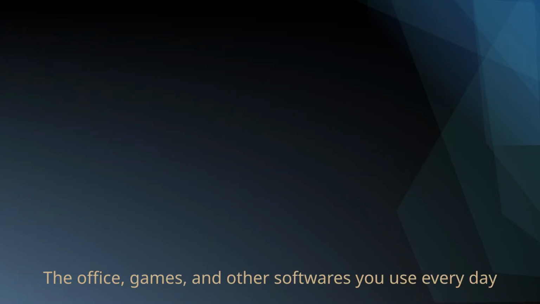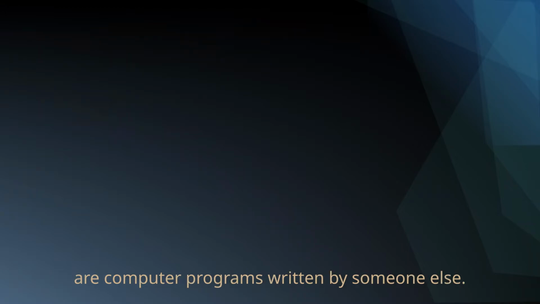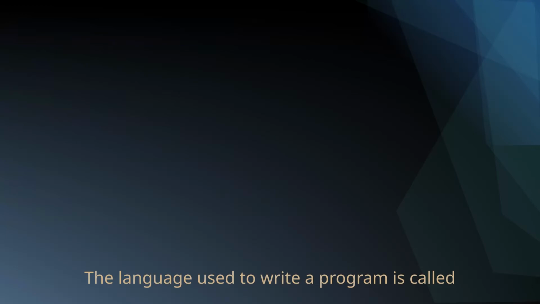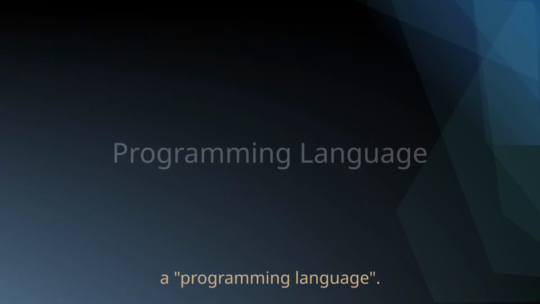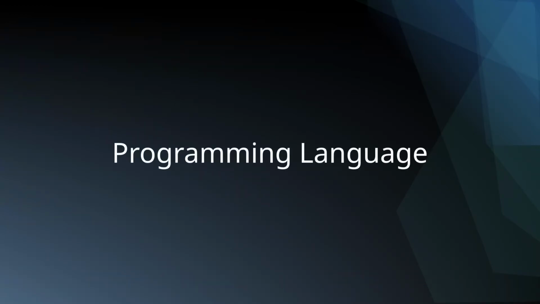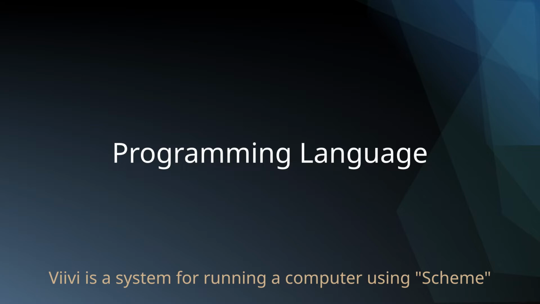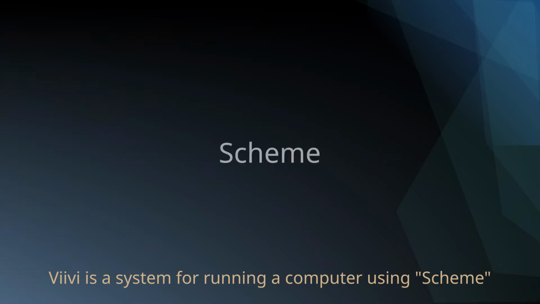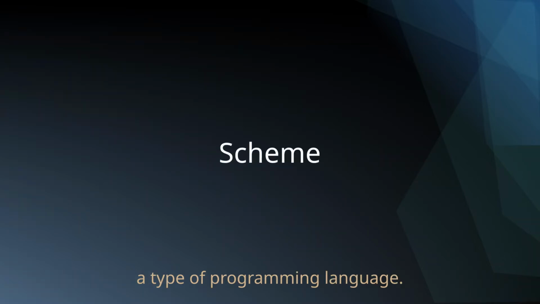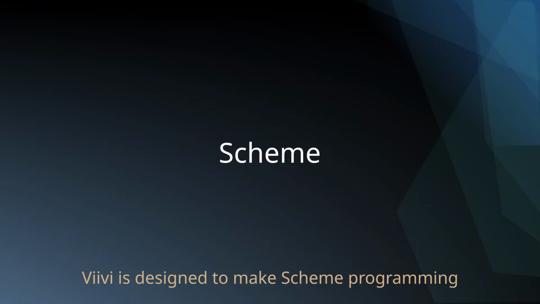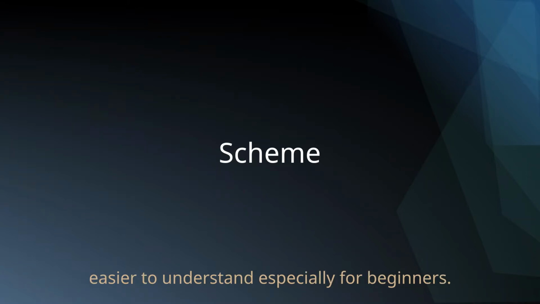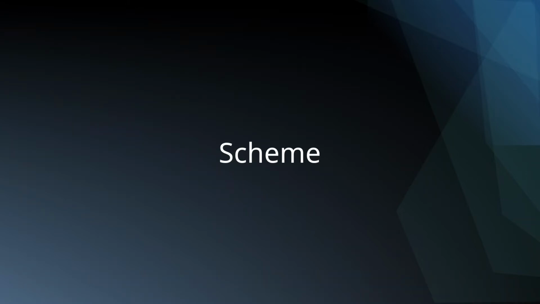The office, games, and other software you use every day are computer programs written by someone else. The language used to write a program is called a programming language. Viivi is a system for running a computer using Scheme, a type of programming language. Viivi is designed to make Scheme programming easier to understand, especially for beginners.